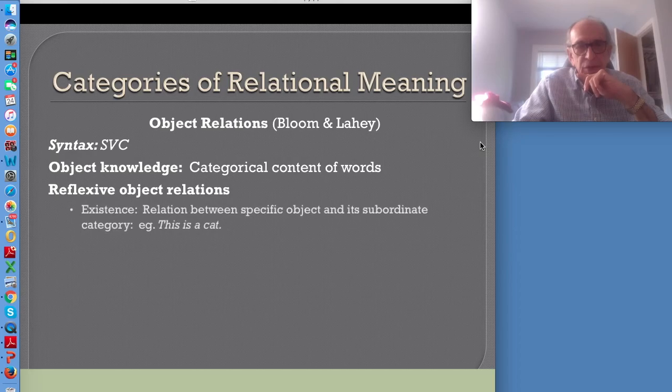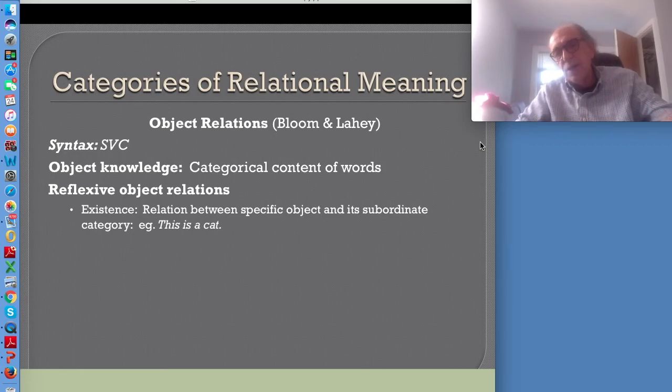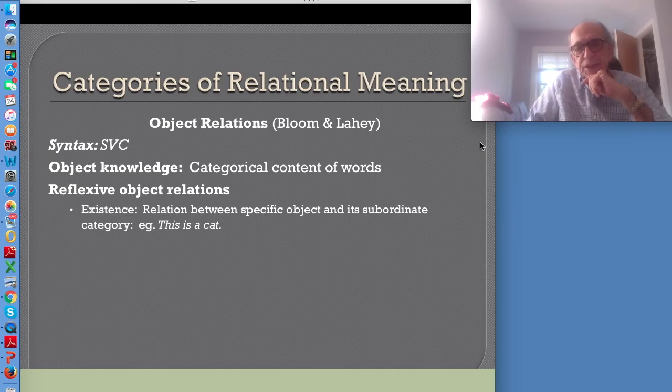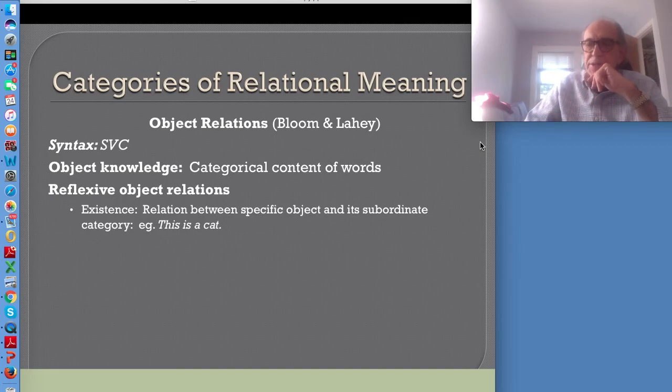And the content categories, the relational knowledge, the relational meaning, is first existence. That's the first content category. And that will be indicating a relationship between the specific object of the sentence and its subordinate categories. So an example is, this is a cat. The word this, that's a specific thing. Cat is the category that this belongs to. When the child says this is a cat or that's a cat, that's the specific thing, and cat is the category of thing. It could be a dog, it could have been a bear or something, but it's a cat.